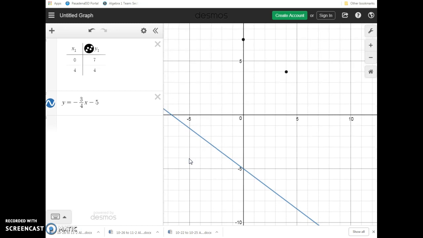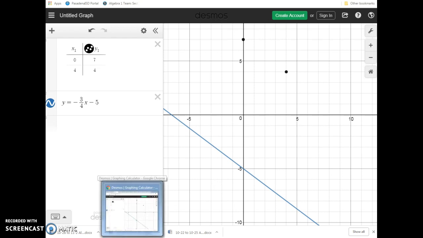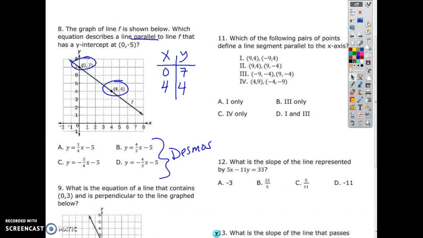Oh, that was letter C, my bad. So letter C is parallel to those 2 points. You can type letter B and letter D just to make sure. But letter C is the only one that's going to be parallel to those 2 points. So the answer is C. Why? Because when you do the rise over run from point to point, you're going down 3 and over 4. And the only one that has a slope of negative 3 over 4 is letter C.